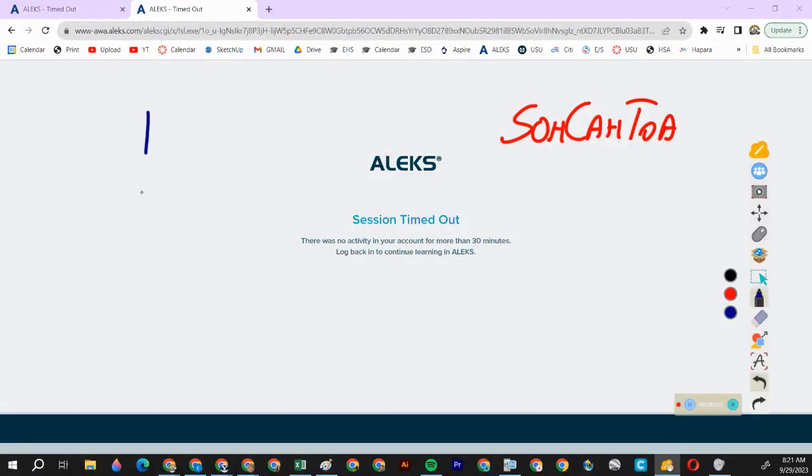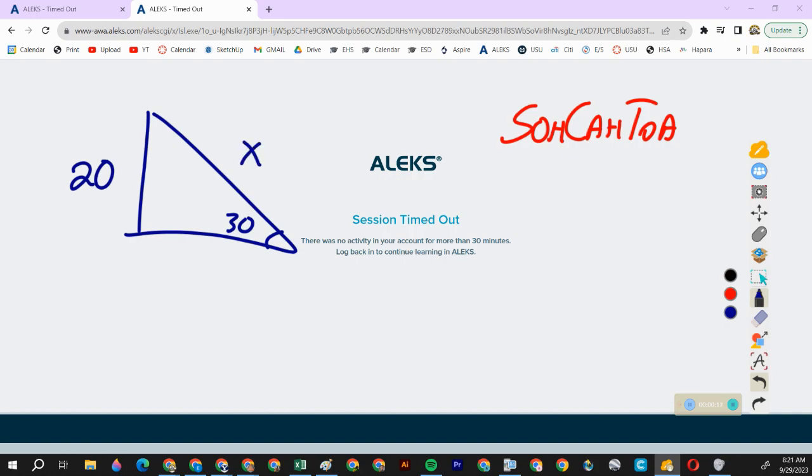Last time we used trigonometry to figure out side lengths. So let's say this is 20 and this is x. According to SOHCAHTOA, which trig ratio are we going to use? Well, what is the name of the side that's length 20? Oh, it's the opposite. Good. What about the x? H.